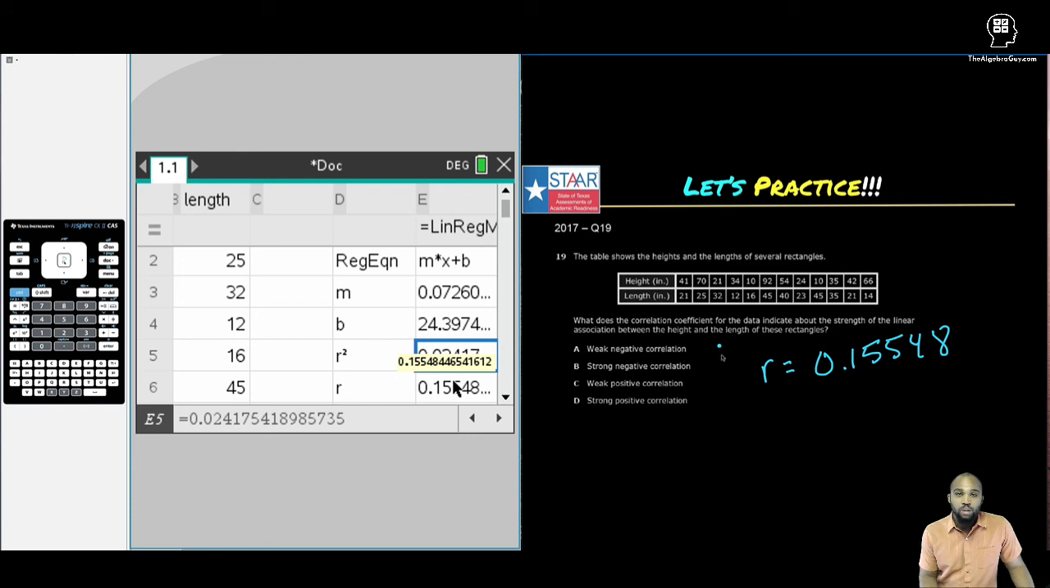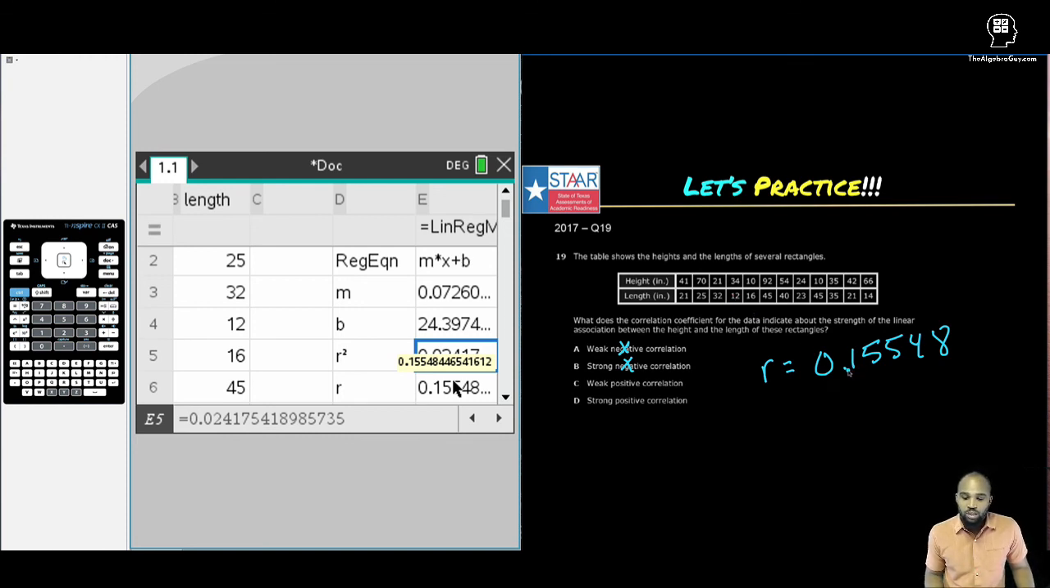Because remember, if it's increasing, if it's above 0, that means it's a positive correlation. So it's not negative, so we know it's not A and B. And the closer it is to 1 or -1, the stronger the relationship. The closer the number is to 0, the weaker the relationship.